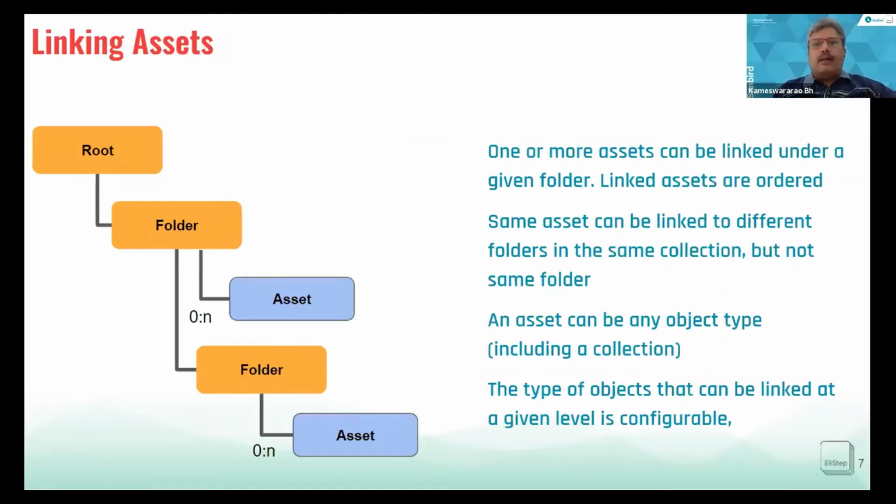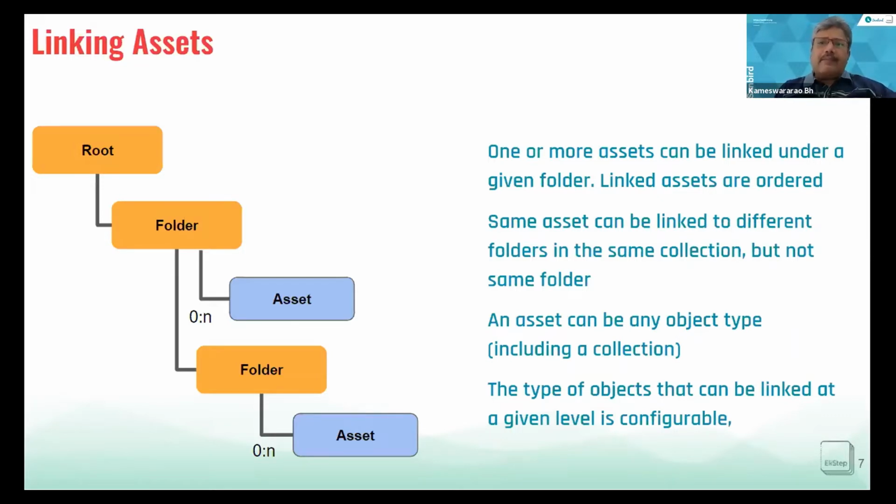Moving on now, linking assets. One or, in fact, 0 or more assets can be linked under a given folder, and the linked assets are ordered. So when you are creating the collection and linking the assets, you can specify the order in which they have to be linked, right? And that order is maintained throughout. Even when you're consuming the collection, users will be consuming it in that order.